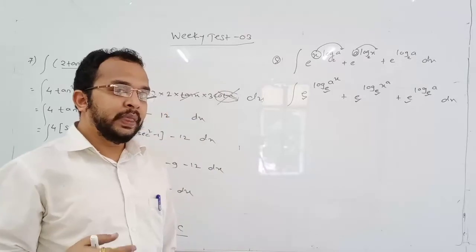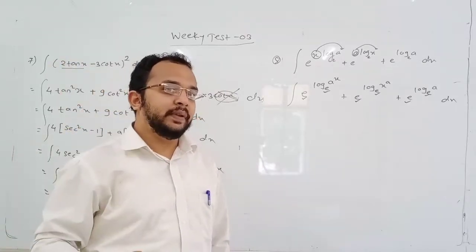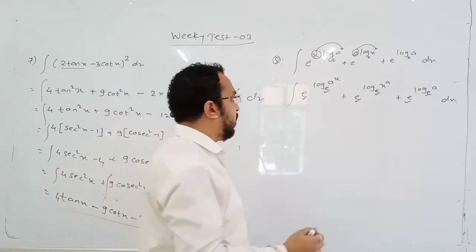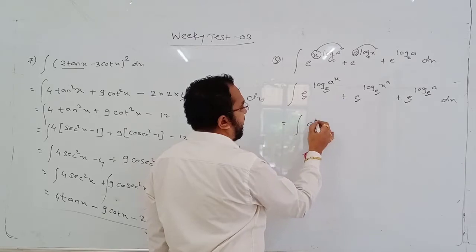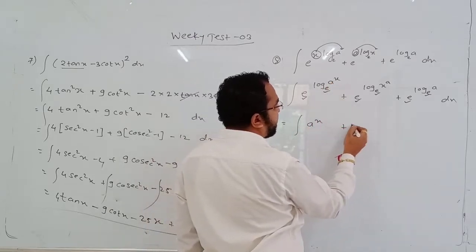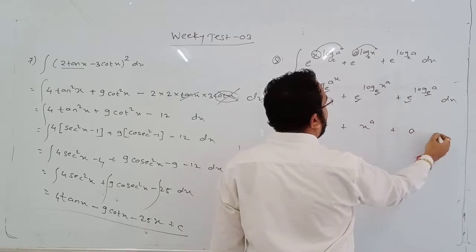Logarithmic identity: a number to the power log, and base of that log is the number itself, then the answer will be the index. So what will be the index? a to the power x. So the answer will be a to the power x. Simplification of the second is x to the power a, plus simplification of the third is only a, dx.